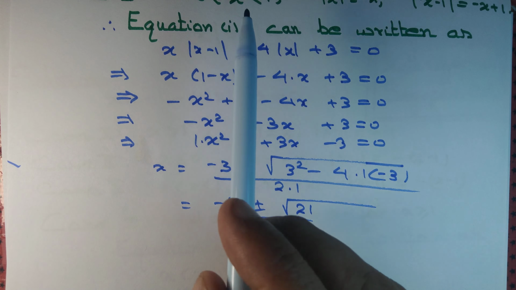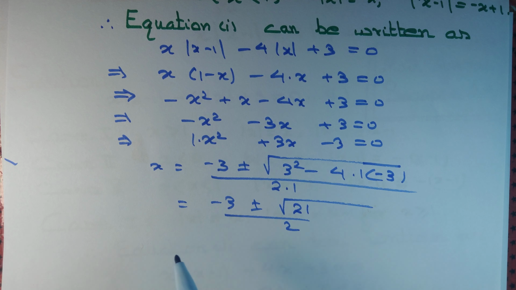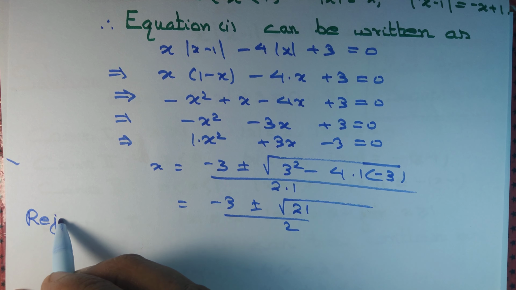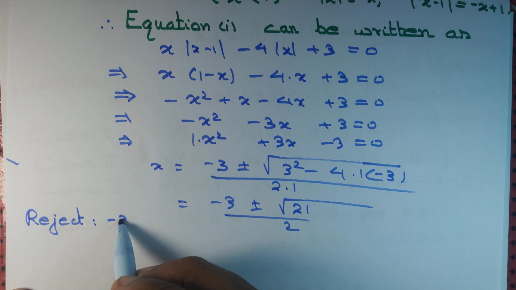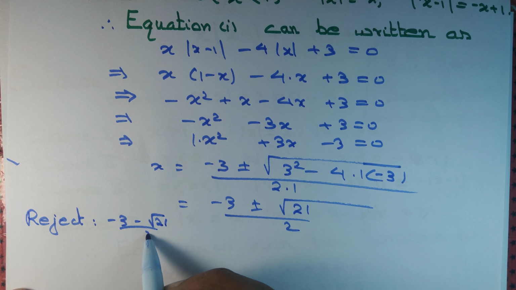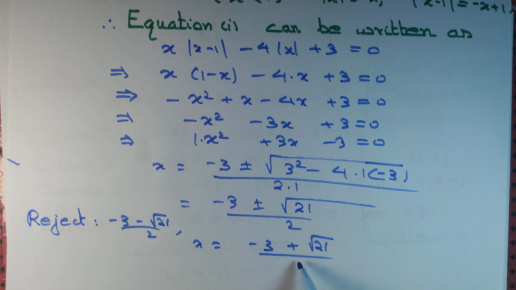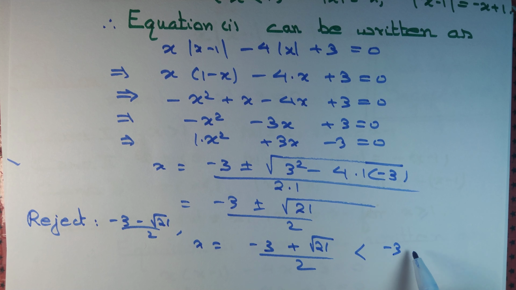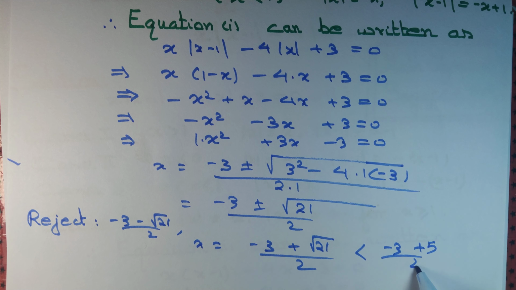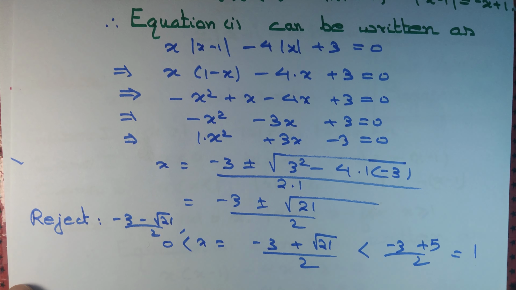Now we want in this case x to lie between 0 and 1. So we reject x equal to (minus 3 minus root 21) by 2. Take x equal to (minus 3 plus root 21) by 2. Definitely this is greater than 0, and it is less than (minus 3 plus root 25) by 2, since 21 is less than 25. That's equal to (5 minus 3) by 2, which is 1. So definitely it is less than 1 and greater than 0. Therefore, we got one more solution.